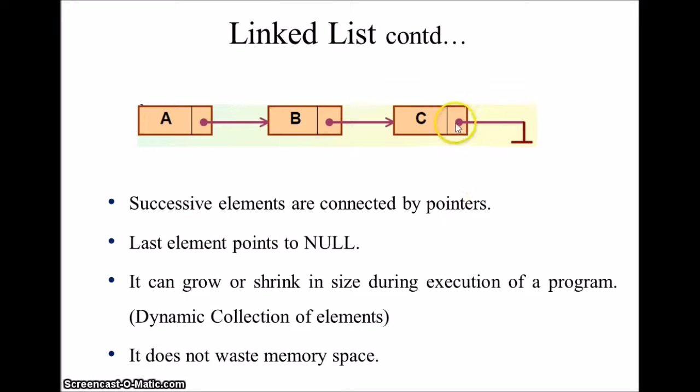Last element points to null. So the last element, as there is no other element, its link will be pointing to null, indicating that it is the last node in the list. It can grow or shrink in size during execution of a program. That's why it is a dynamic collection of elements.